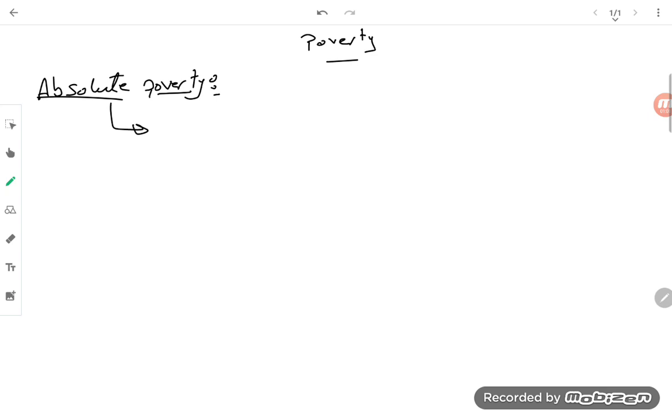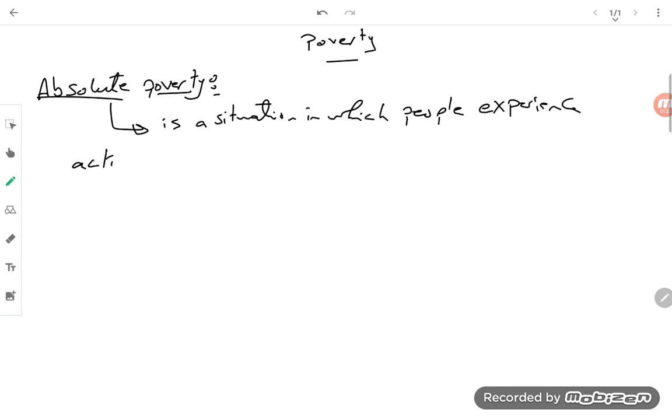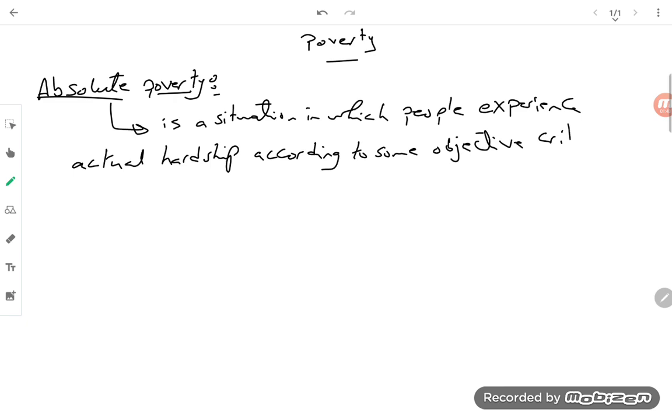Absolute poverty is a situation in which people experience actual hardship according to some objective criterion. It's commonly measured by poverty line.